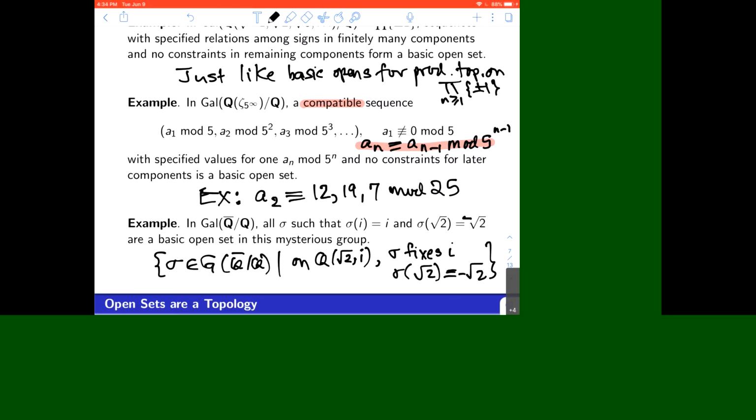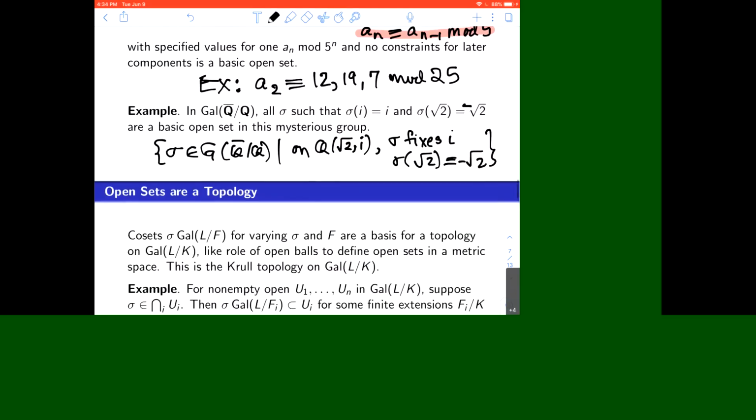I cannot give you a formula for such sigmas, okay? But they exist thanks to Zorn's lemma. And so this is a basic open set. If I were to further say how it has to behave on the cube root of 2 or the square root of 5 plus root 19, that's more constraints. It cuts down, but it's still a basic open set, just putting in a finite amount of information.